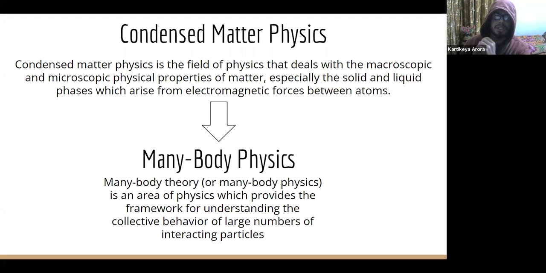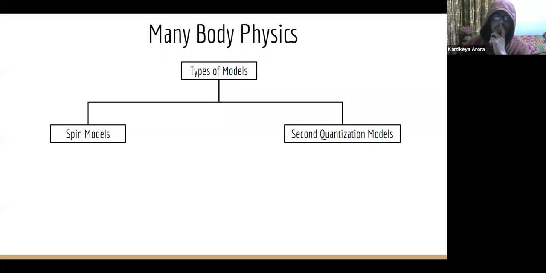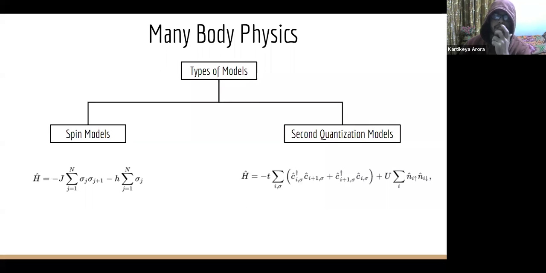It basically aims to understand how the interaction between particles changes the dynamics of the system with time. So in many-body physics, there are basically two types of models that we study, known as spin models and second quantization models. And they look something like this. But the main point here is that they are interconvertible using something called the Jordan-Wigner transformation. So they represent the same things, but in a different picture. And in this presentation, we'll be mainly focusing on spin models only.